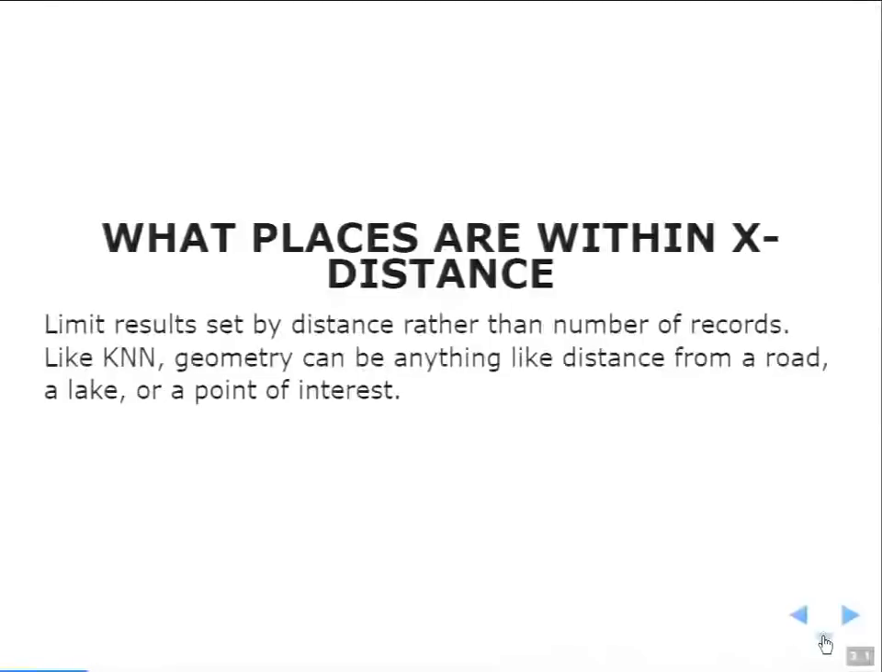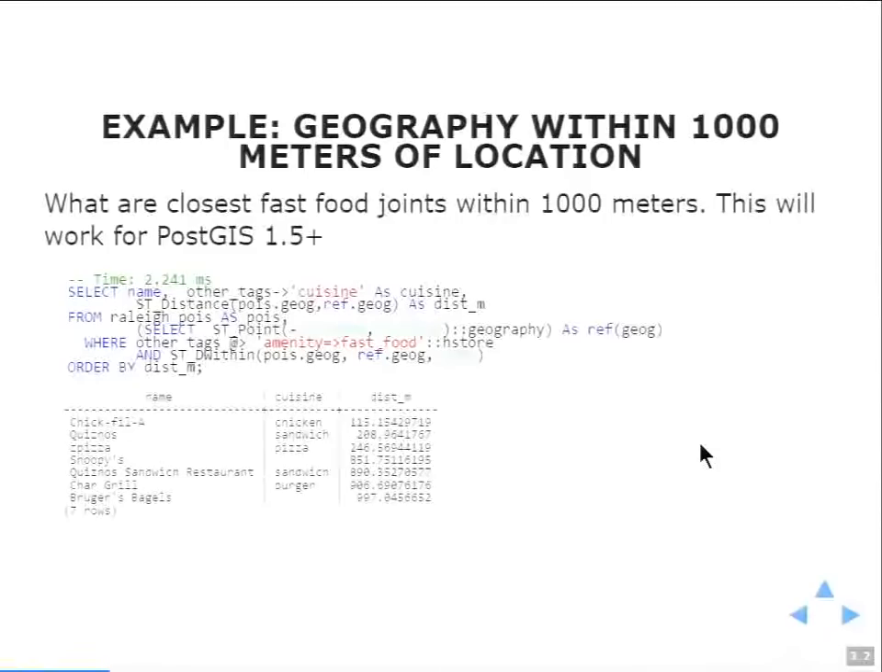It works for geometry and geography. And it's the classic problem of you have a location and you want to find things of a certain sort, of a certain kind. Like, for example, all the fast food restaurants within 1,000 meters of here. You would use this function called ST_DWithin.